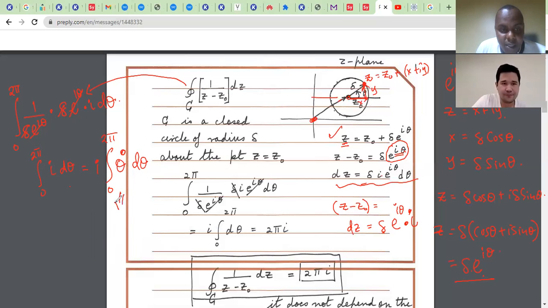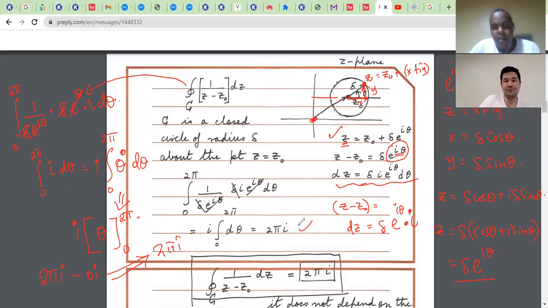Okay. So the answer is going to be, you have the i on the outside, and then it's θ to the power 0 plus 1, so θ to the power 1, divided by 1. So you get i times θ, integrated from 0 to 2π. Replace θ with 2π, you get 2πi, minus replacing θ with 0, you get 0. So the result becomes 2πi. So that integral around that curve is going to be 2πi.